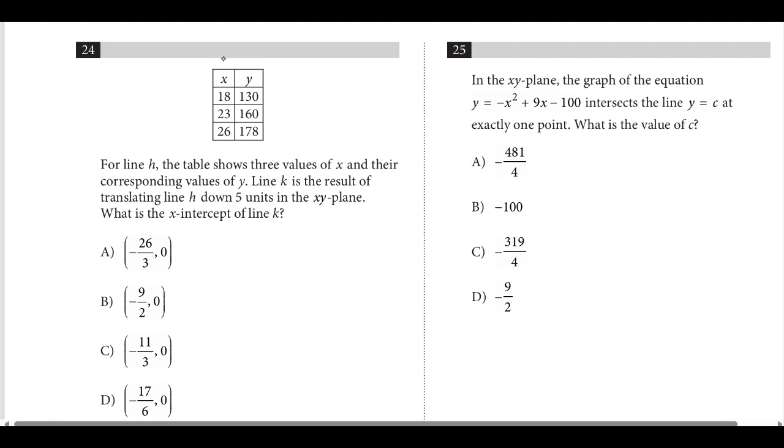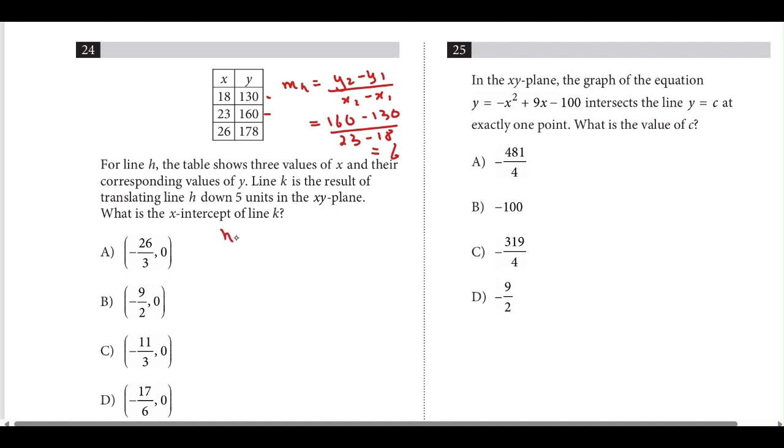So since we already have the values, we can easily find the equation of H. First of all, I'm going to find the slope of H, which is just y2 minus y1 by x2 minus x1. And let's say any values, let's say these. So 160 minus 130 by 23 minus 18, which should be 6. Let me check. Okay. Now I have the slope.